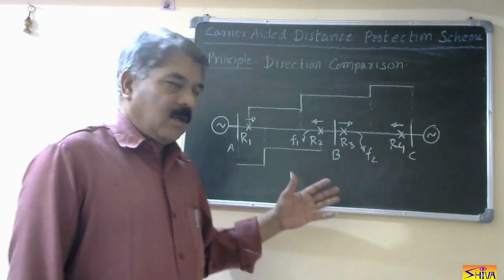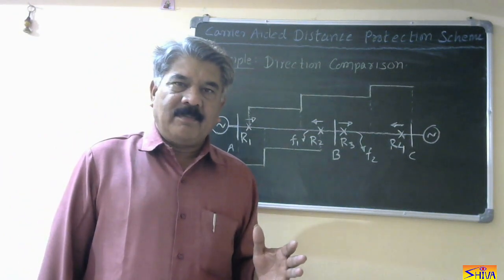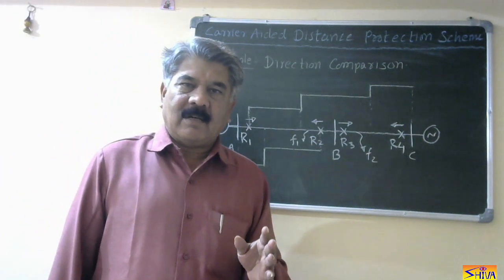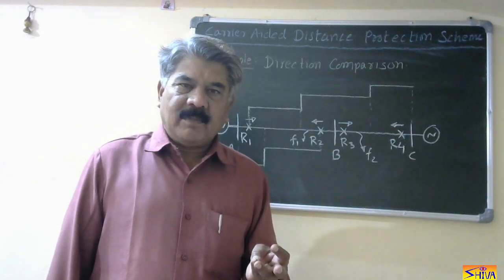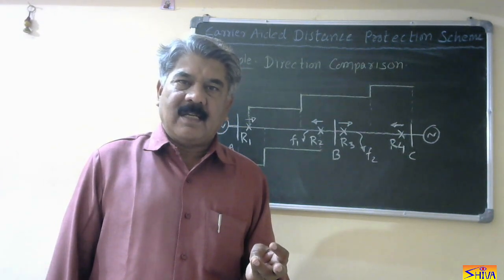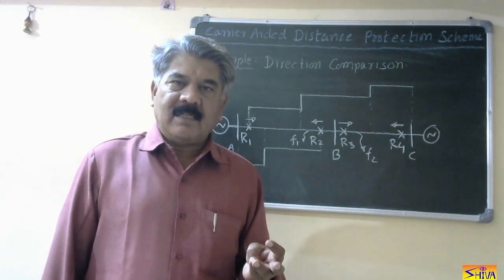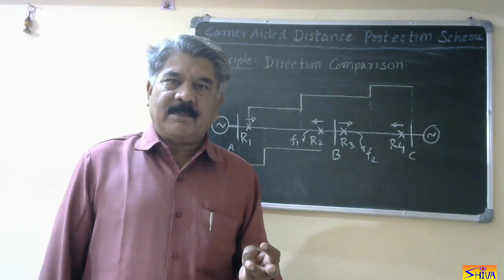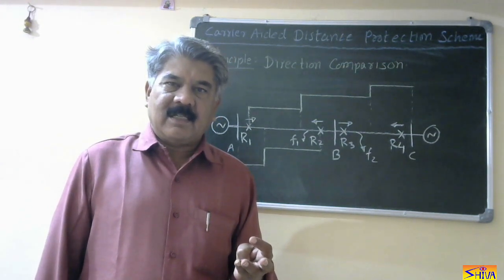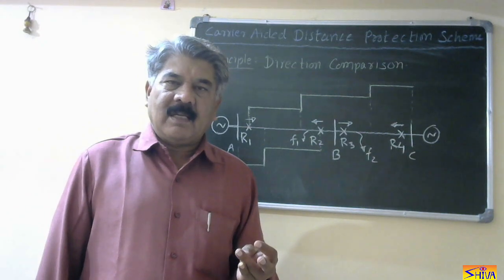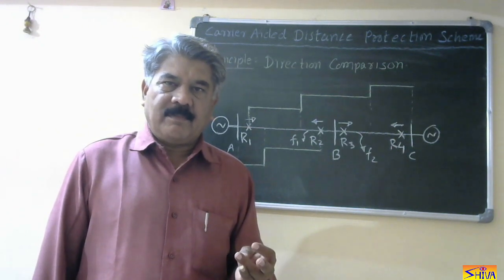Now, depending on how we are implementing this scheme, the carrier added distance schemes are of 4 types. Number 1, carrier transfer, that is called the carrier intertrip scheme. Second is the carrier permissive intertrip scheme. Third is the carrier acceleration scheme, and fourth is the carrier blocking scheme.